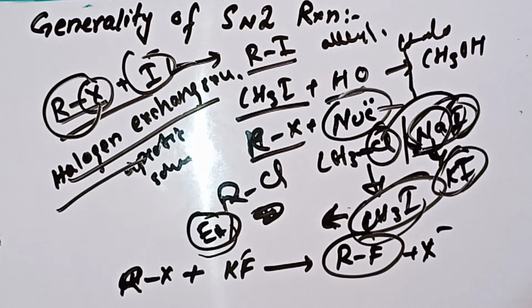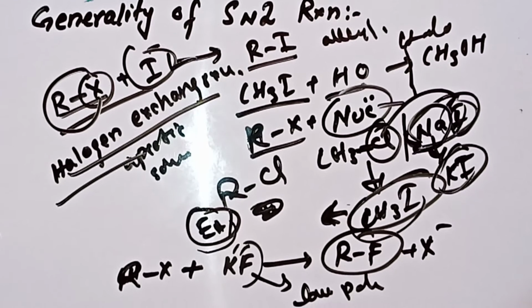It will be very difficult because here fluorine has a negative charge, high electronegativity, and also low polarizability, so the reaction will be very slow.